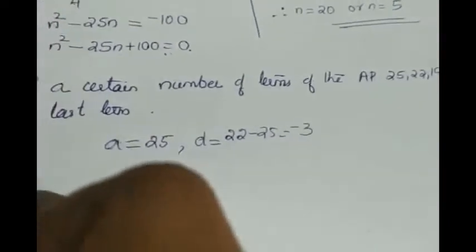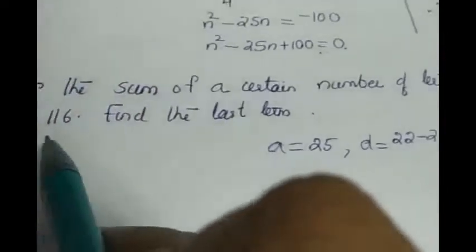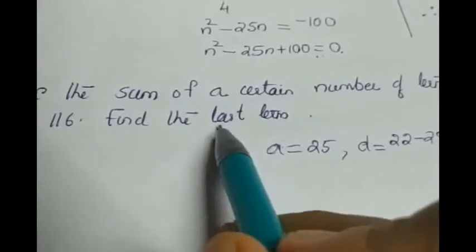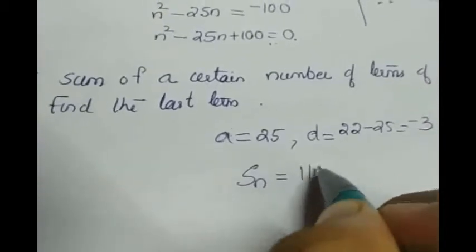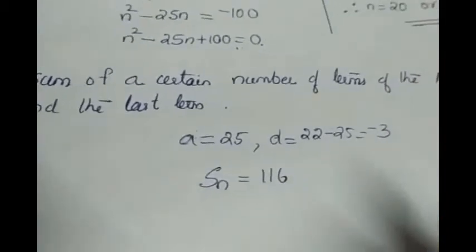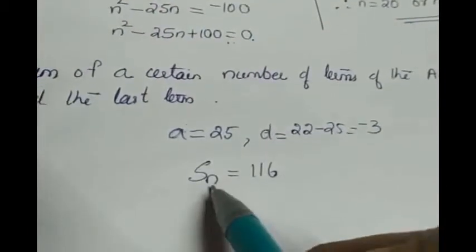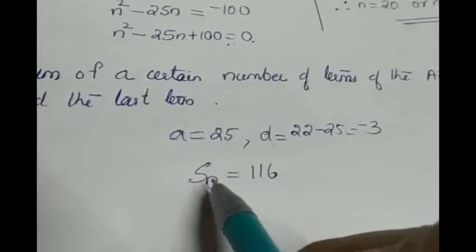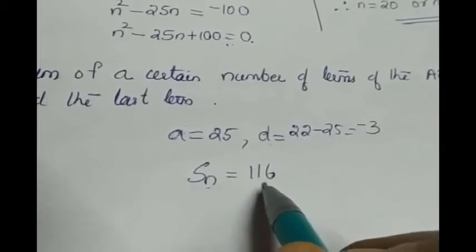We have to find the sum of a certain number of terms, which is 116, and we have to find the last term. So Sn is given as 116. So for an AP, the three unknowns are A, D and N. A and D are given. To find N, we have the value given as Sn equal to 116. So from this equation, we have to find the value of N.